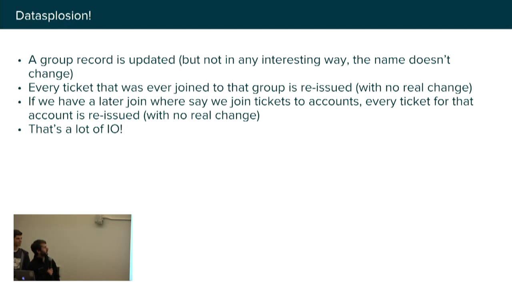The first big problem that came up is that joins multiply if you do that, if they're triggering every single time. If a group record is updated, but not in any interesting way, like say its updated-at timestamp changed, every ticket that was ever joined to that group is reissued with no real change. And if there's a later join off of the output of tickets, say on account ID, every ticket for that account ID is also reissued with no real change. That's a lot of I/O. So that job didn't work.